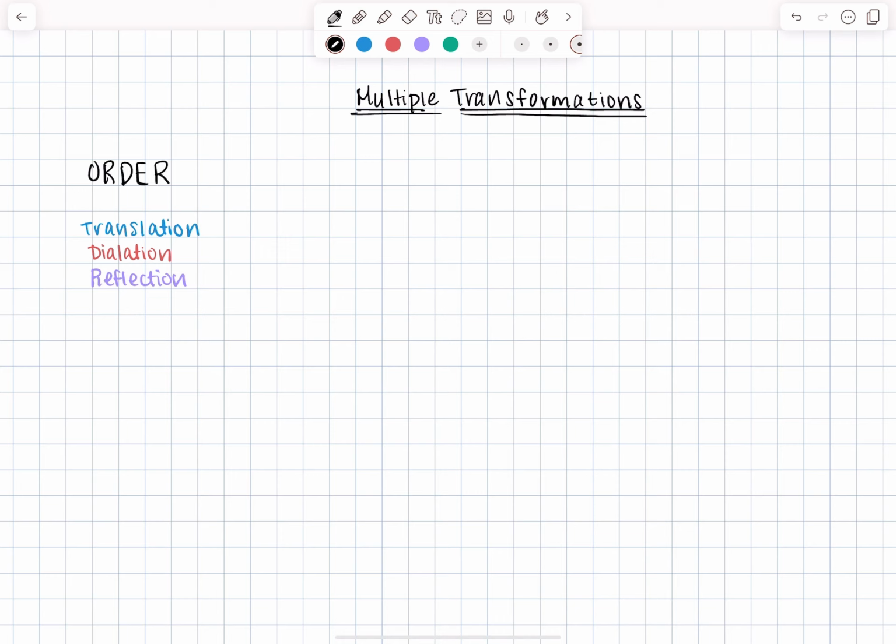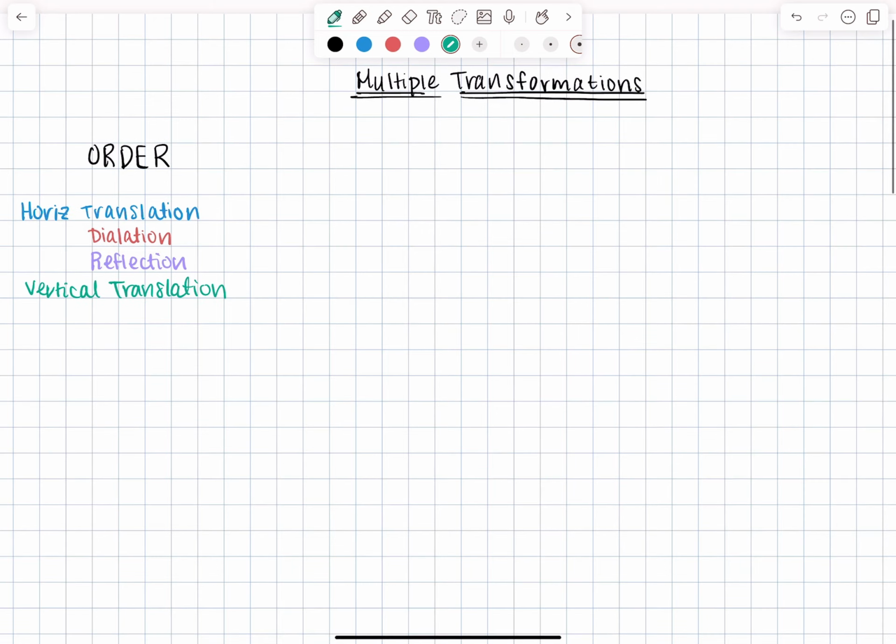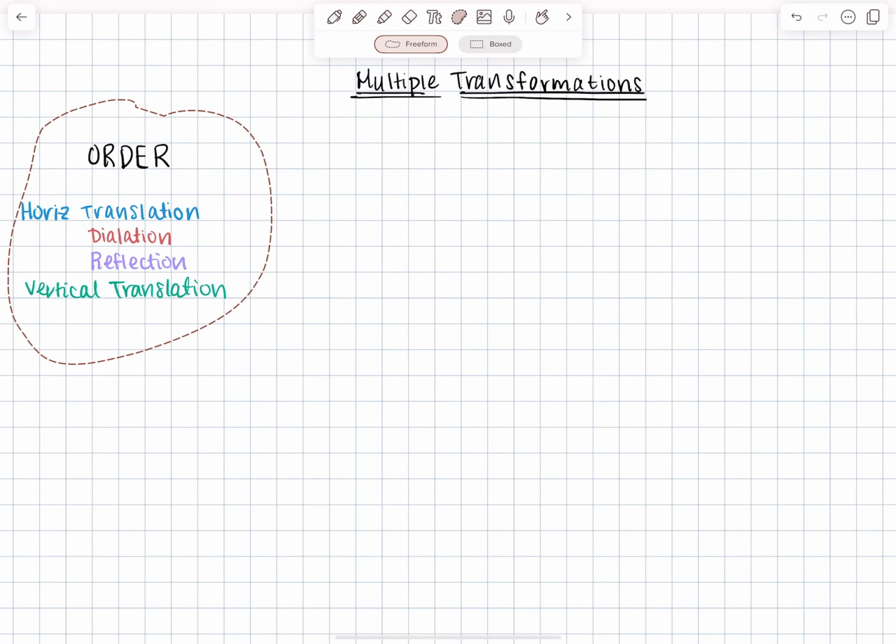The first step is horizontal translation. Then you have your dilation, reflection, and finally your vertical translation. Perfect. So let's look at a couple examples of what this means.